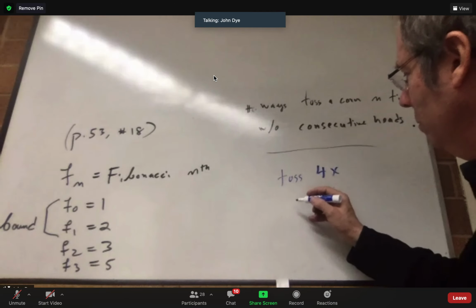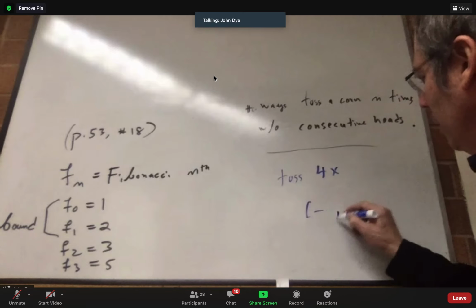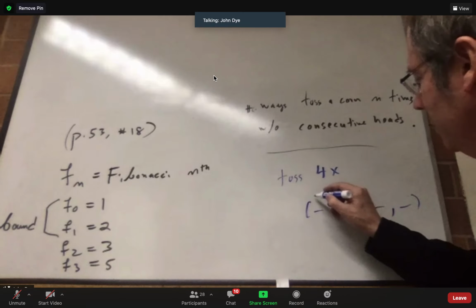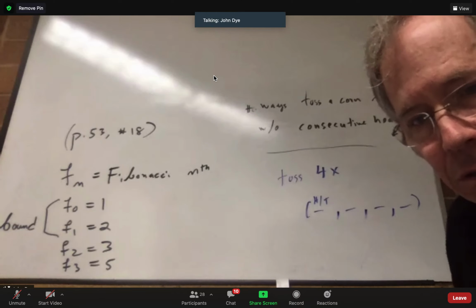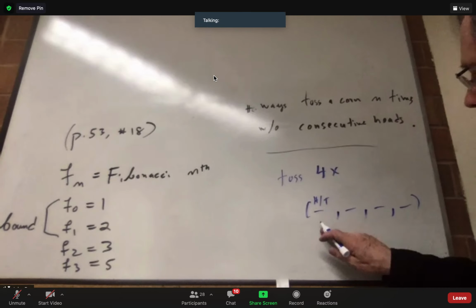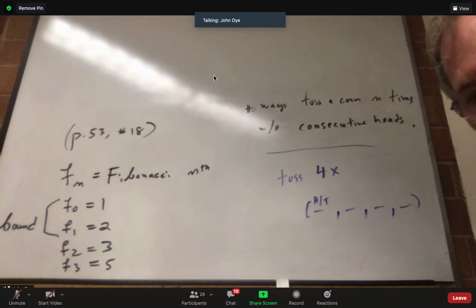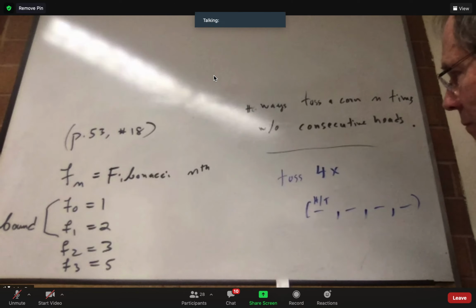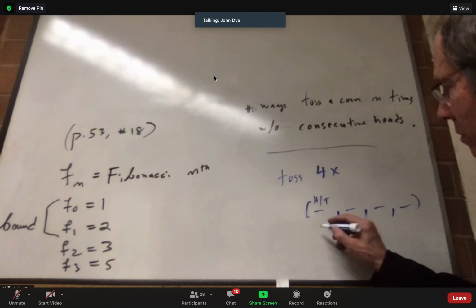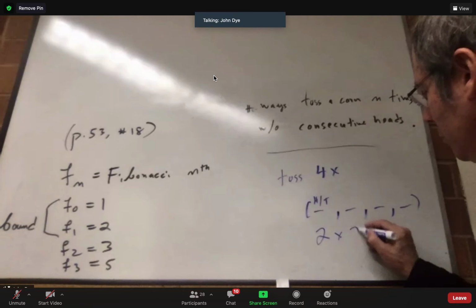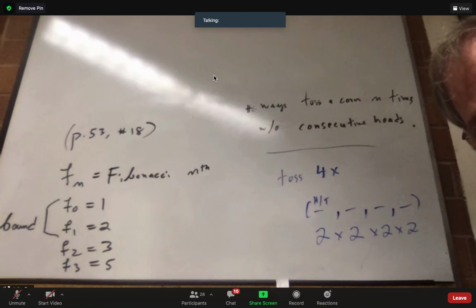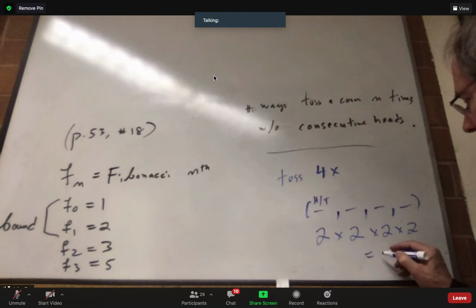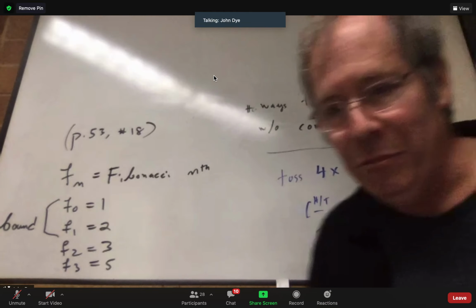Well, you've got 4 tosses, right? Each one can be a heads or a tail, right? So how many possibilities? There's 2 here, 2 here, 2 here, 2 here. We've got to count that. How many is it? 8? Well, let's see. This is 2 possibilities, this is 2, this is 2, and this is 2. Oh, I know the problem. People are adding instead of multiplying.